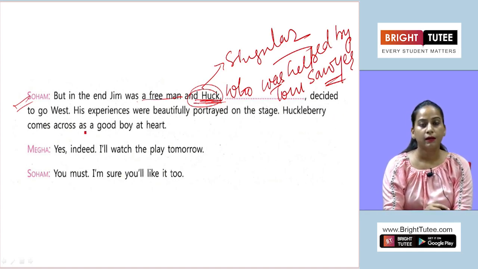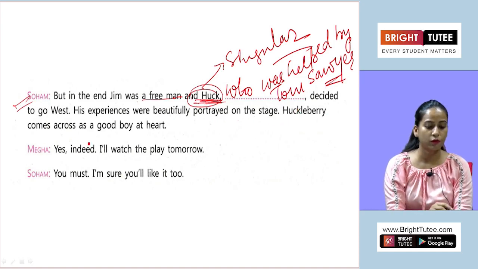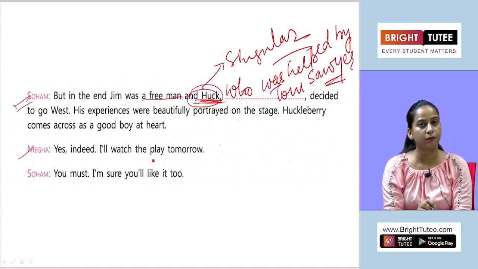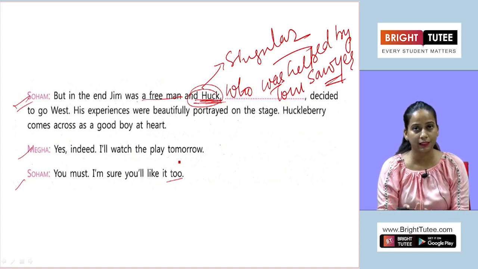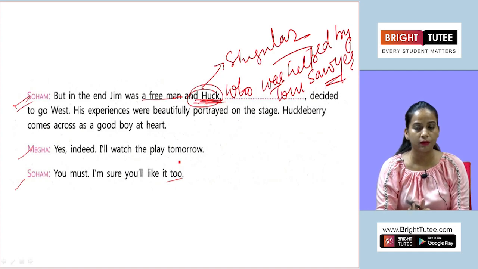Decided to go west. His experiences were beautifully portrayed on the stage. Huckleberry comes across as a good boy at heart. Megha, yes, indeed, I will watch the play tomorrow. Soham, you must. I am sure you will like it too. So, here we saw how the different clauses were used. Hopefully, it is clear to each and everyone. You need to remember the connecting words, which, where, whom, who. These are the few words that you need to remember as adjective clauses, which are going to qualify a noun or pronoun in the given sentences.